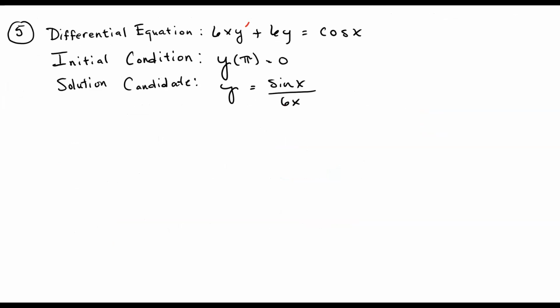The following example is slightly more complicated than the last in that the differential equation they give us is a little more complicated. We're going to first check the initial condition, y of pi equals 0. When I plug in pi into y, I get sine of pi over 6 pi. The 6 pi in the denominator is just 6 pi, but the sine of pi is indeed 0. So 0 divided by 6 pi is 0. So the initial condition is in fact met.